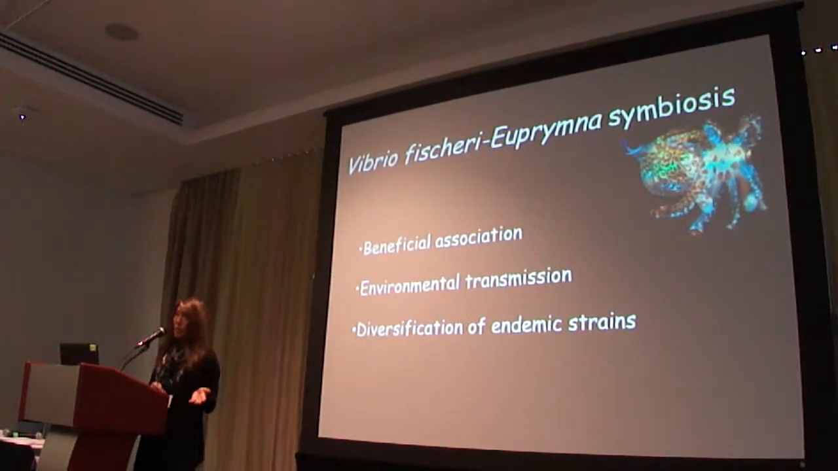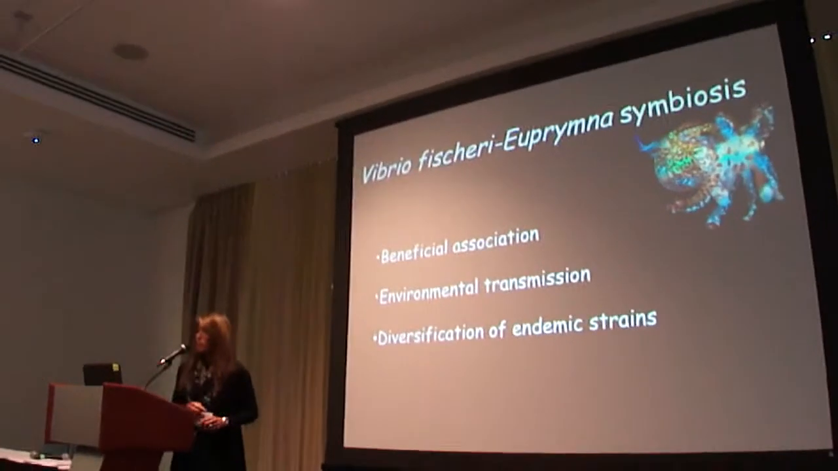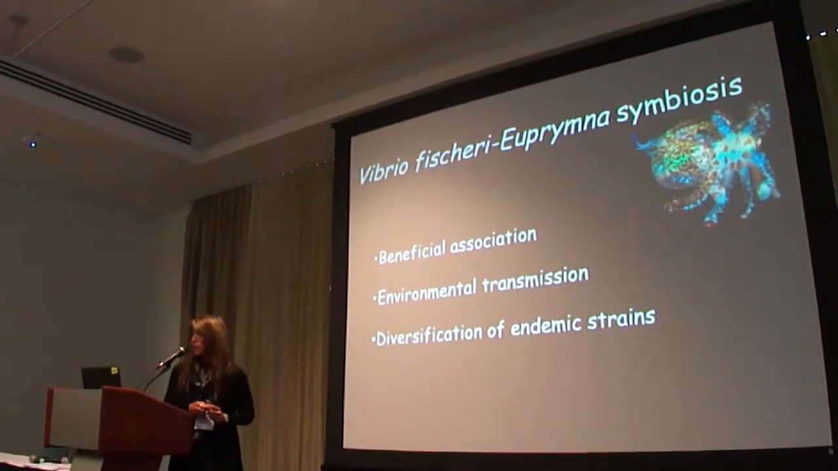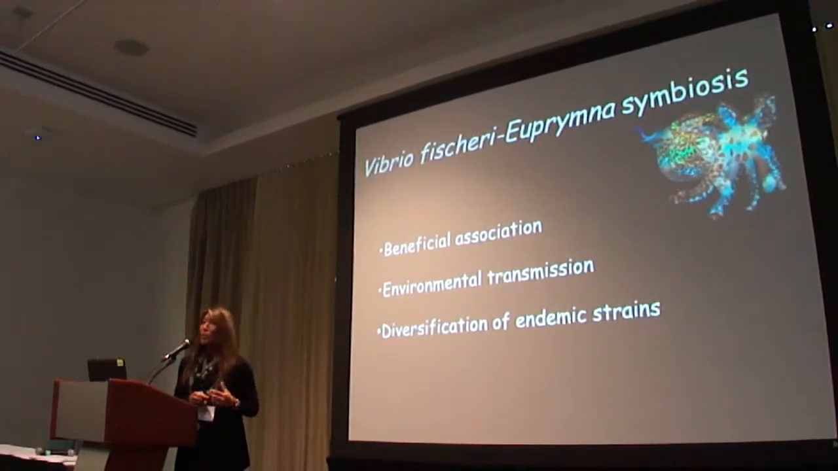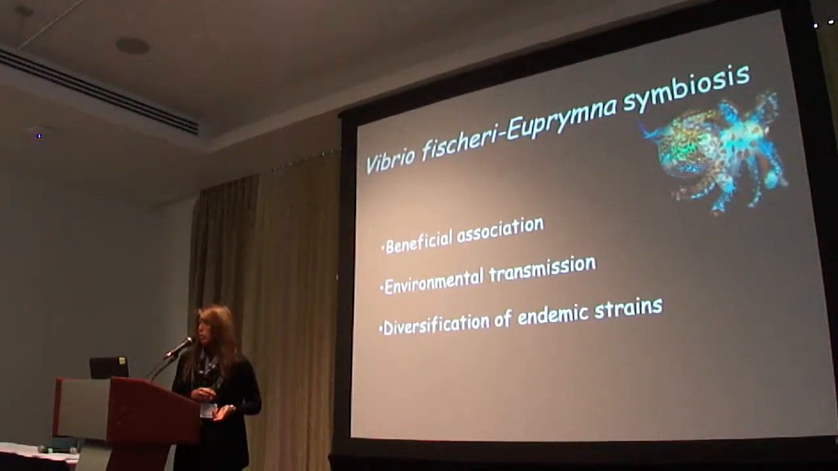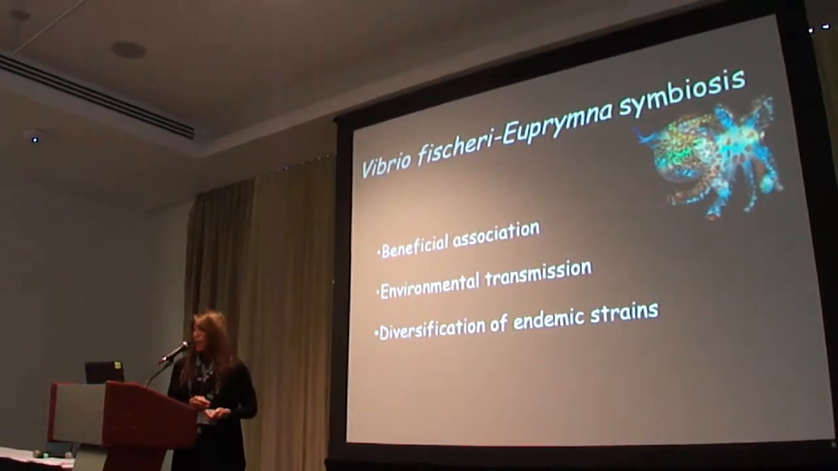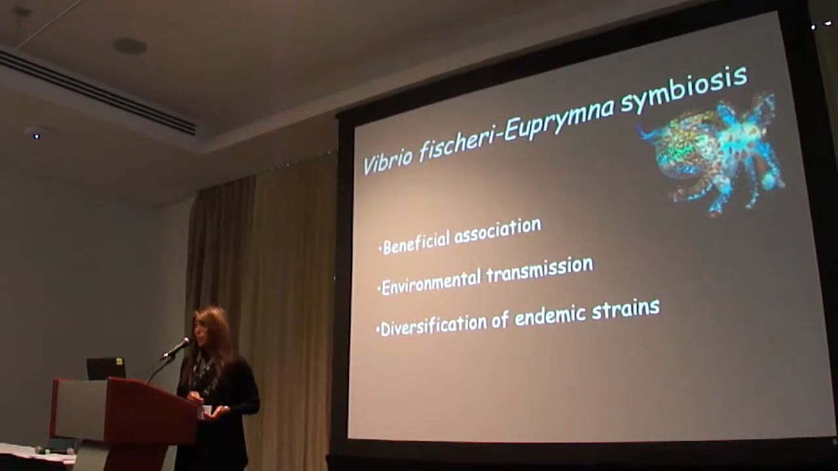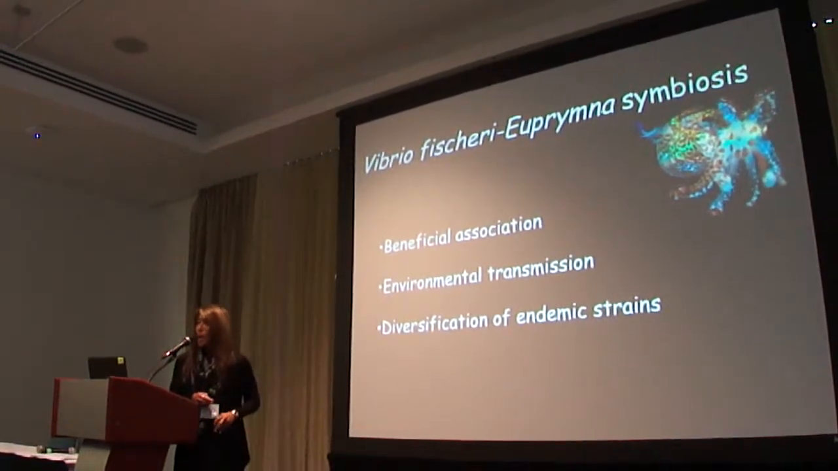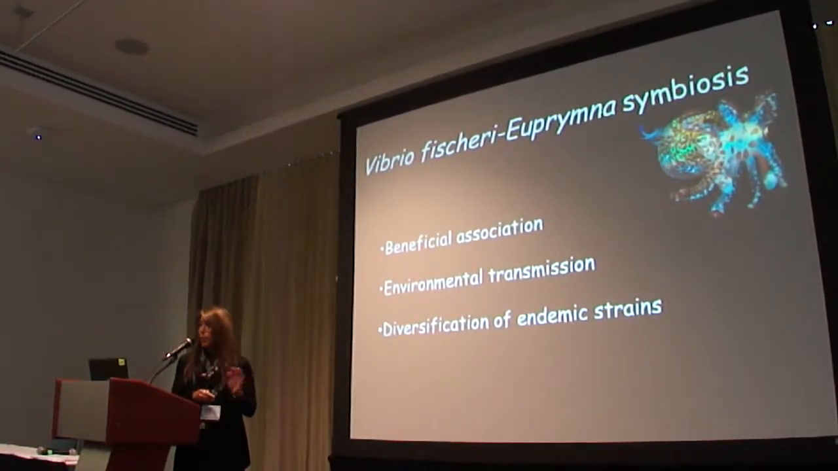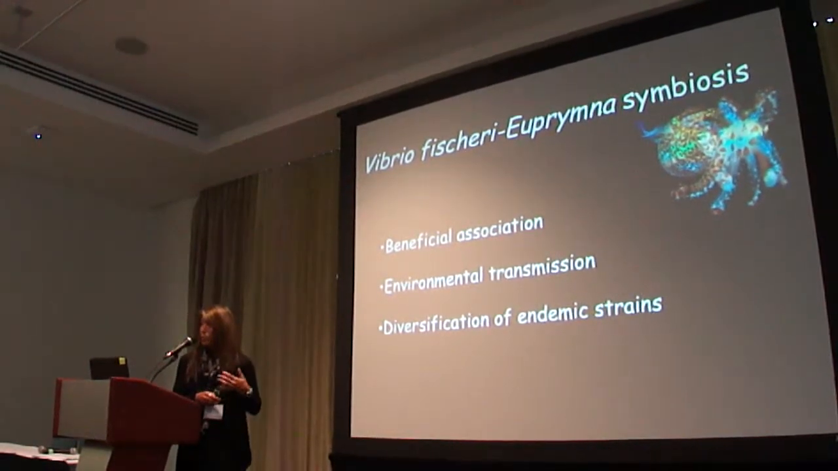So let me tell you a little bit about the model system that we work on. It's the bacterium Vibrio fischeri, which is a gamma proteobacterium, and squids in the genus Euprymna. It's a beneficial association, so the bacteria provide light for the squid, and I'll mention that in a little second. The interesting thing is these bacteria are environmentally transmitted through every generation.